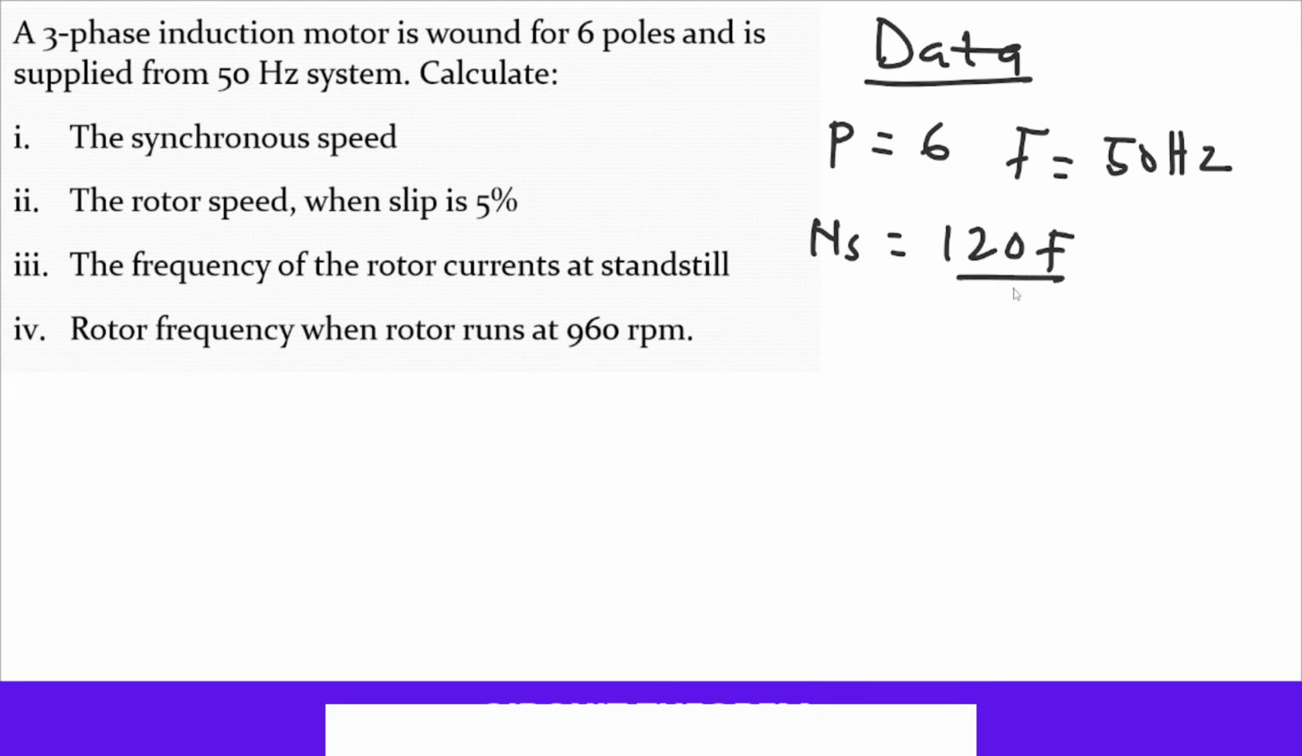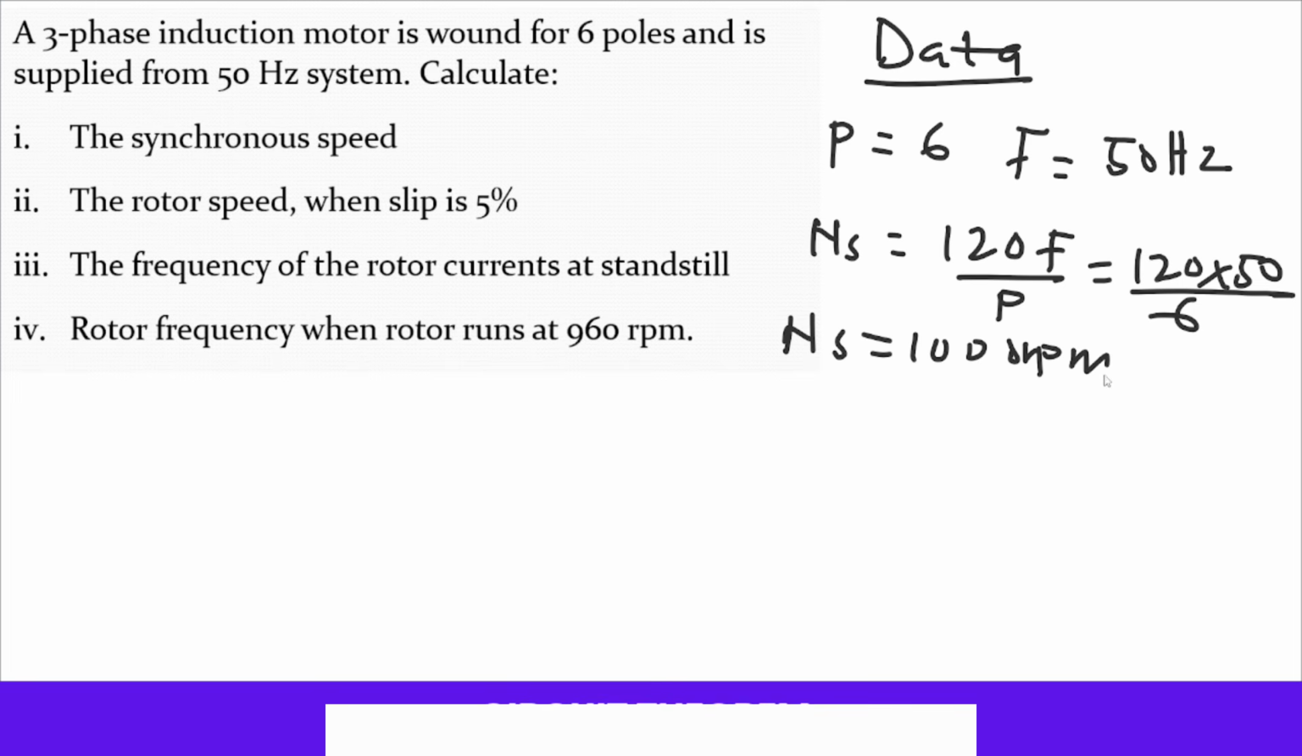120 f over p, which is equal to 120. F is given as 50, which is the frequency. The number of poles is 6, which will give us a corresponding synchronous speed to be equal to 1000 RPM. Okay. So that is I.